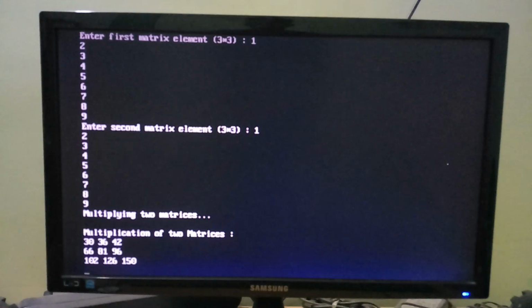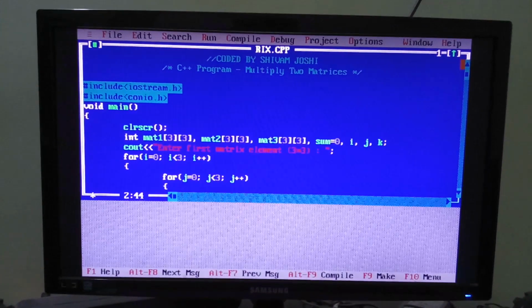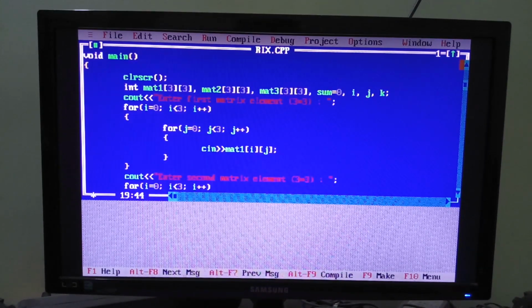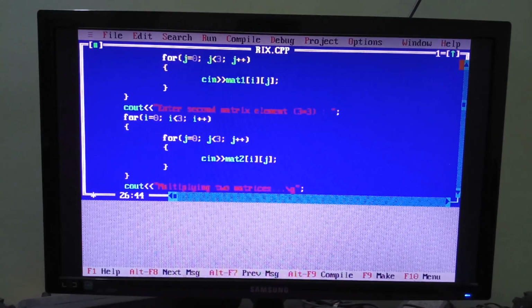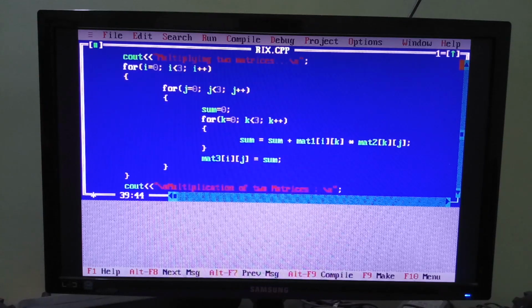Okay, multiplication of two matrices. The answer is 30, 36, 42, 66, 81, 96, 102, 126 and 150. So this is the answer. This is the best program for 11th and 12th science students and also for coders for C and C++.